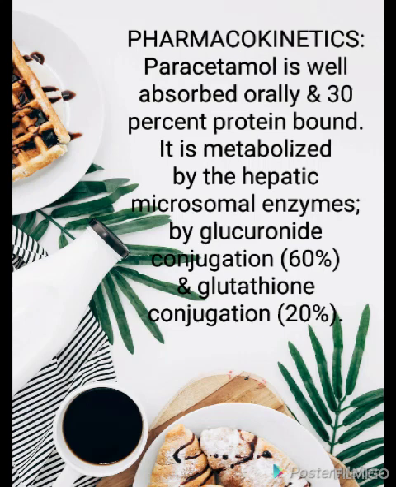And what are the pharmacokinetics of paracetamol? Paracetamol is well absorbed orally and 30% is protein bound. It is very important: 30% protein bound. It is metabolized by the hepatic microsomal enzymes, by glucuronide conjugation 60% and glutathione conjugation 20%. So paracetamol is metabolized in the liver. That's why it most commonly produces hepatic failure. These are the important points in the pharmacokinetics of paracetamol.